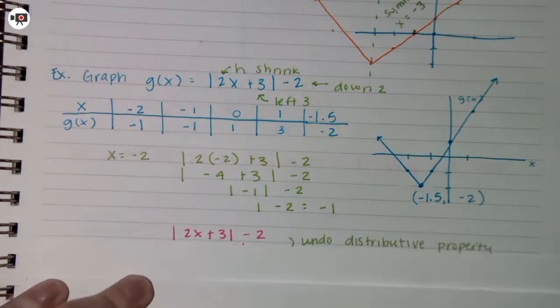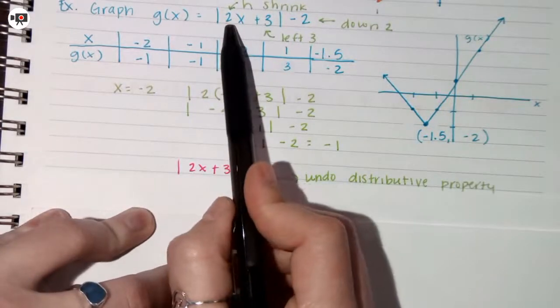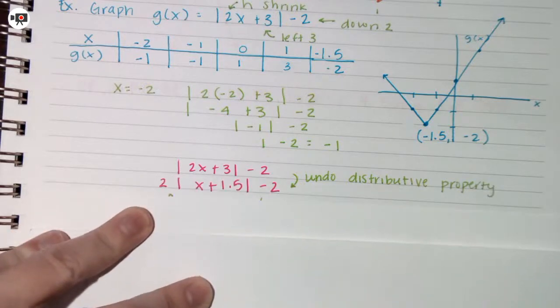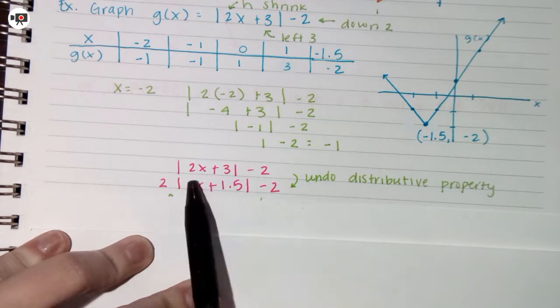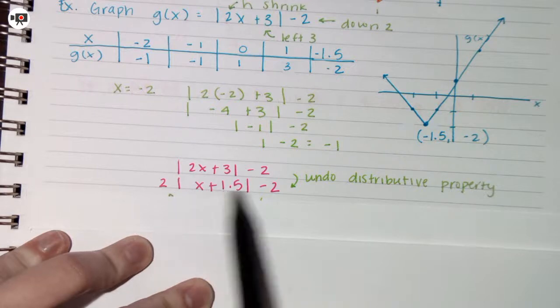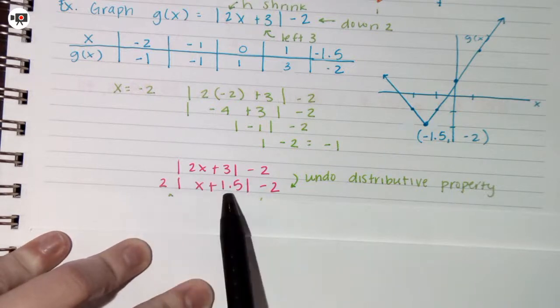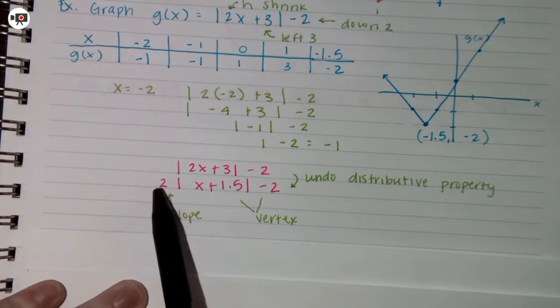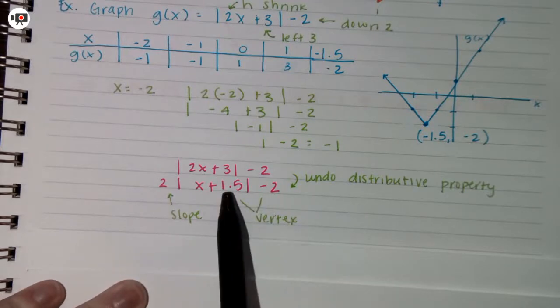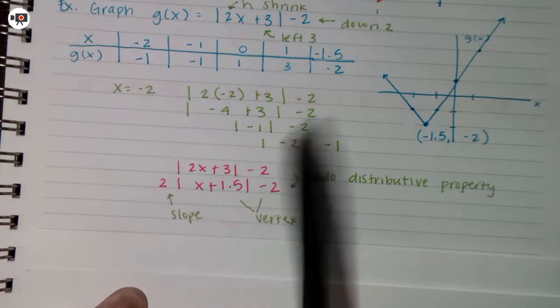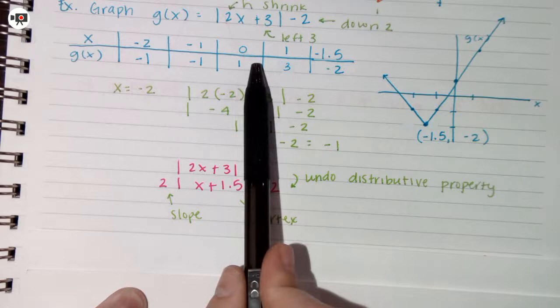You could factor out this 2, and so if I have the absolute value of 2x plus 3 minus 2, if I factor out a 2, it's undoing the distributive property. So I'd have 2 times the absolute value of x plus 1.5 minus 2, because 2 times 1.5 is 3. And this 2 would be my slope, and the vertex is negative 1.5, negative 2. If this does not make sense, you can always make a table. The table is the tried and true way.